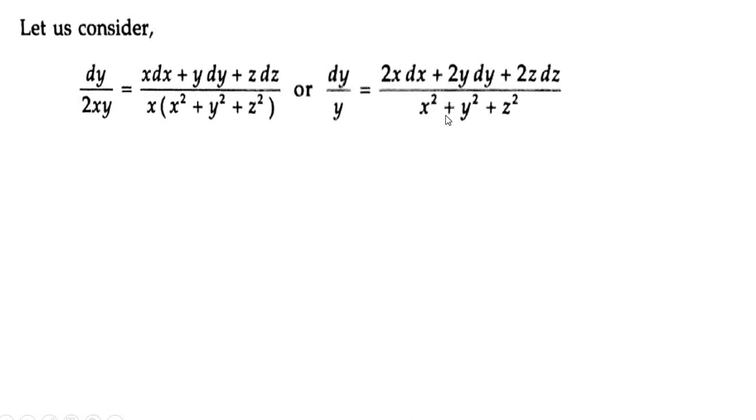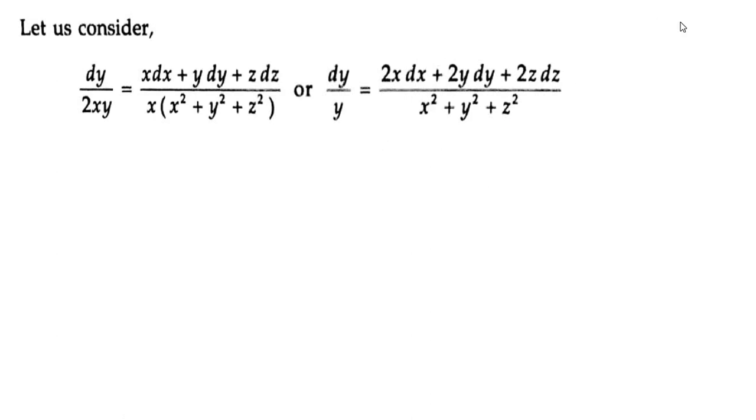How do you write it as 1 by x square plus y square plus z square? Plus differentiation of x square is 2x into dx, plus differentiation of y square is 2y into dy, plus differentiation of z square is 2z into dz, right? So in a similar way, what is the integration of 2x dx plus 2y dy plus 2z dz by x square plus y square plus z square? It is equal to log of the denominator.